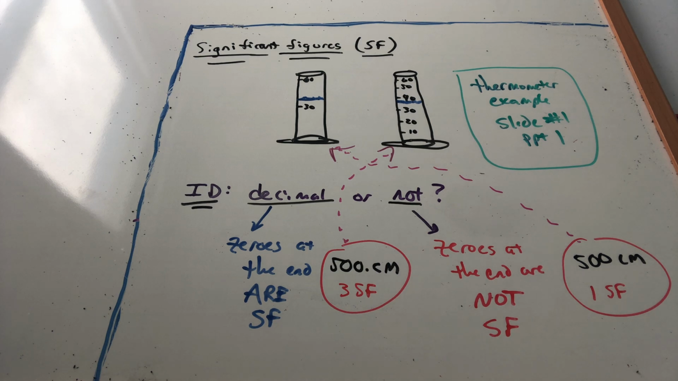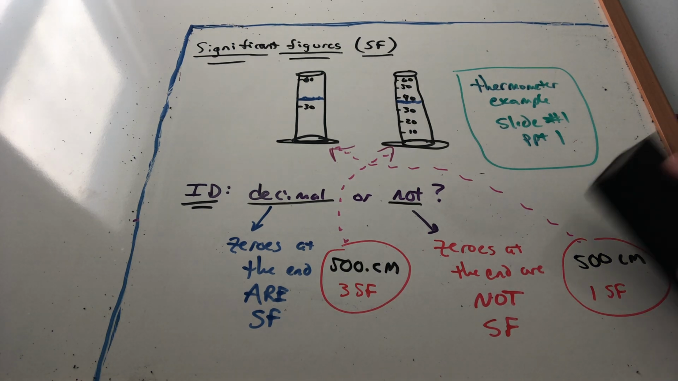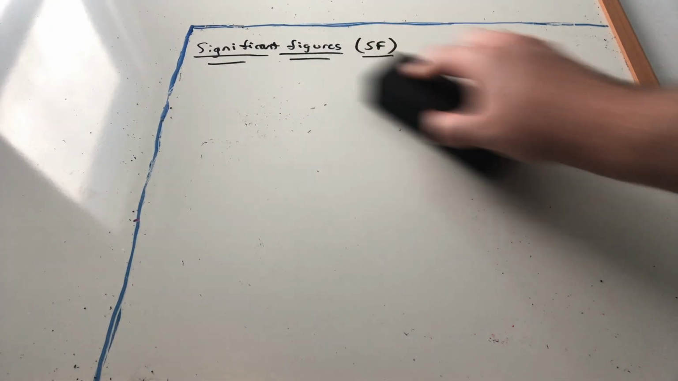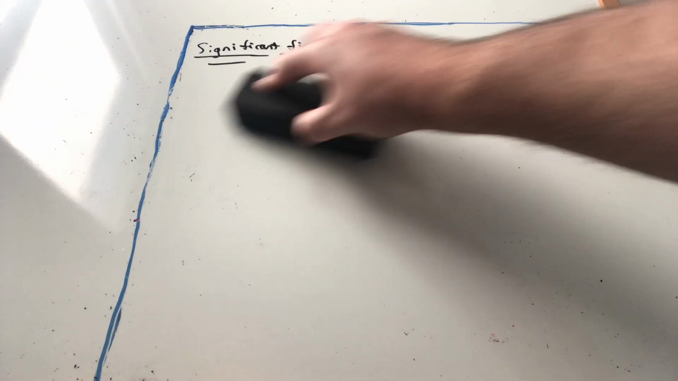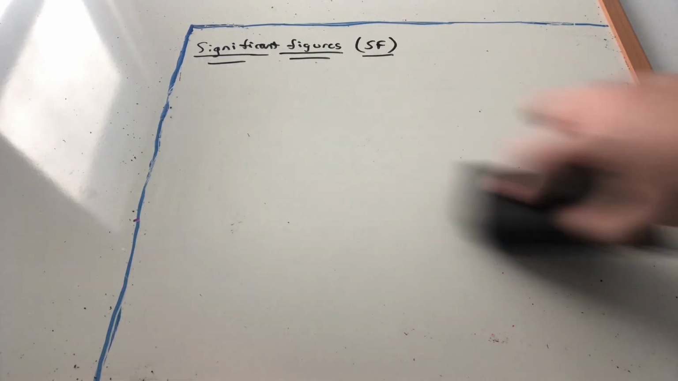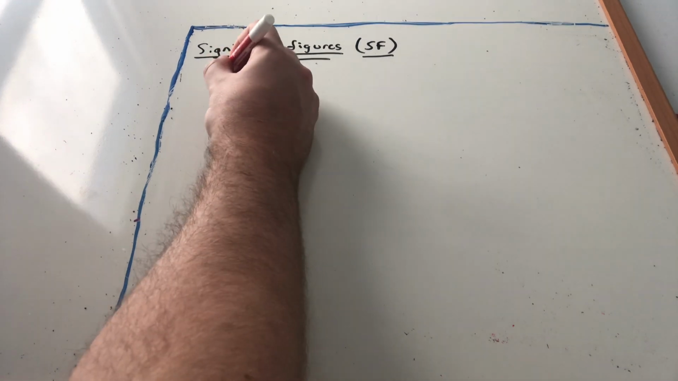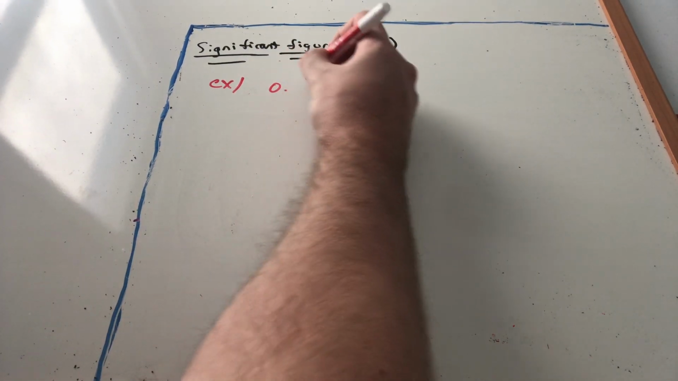So the first step we often need to do is identify the number of significant figures we're dealing with, to then go on and start to do mathematical manipulations with those values. All right, just one other quick little example while we're dealing with identifying the number of significant figures.